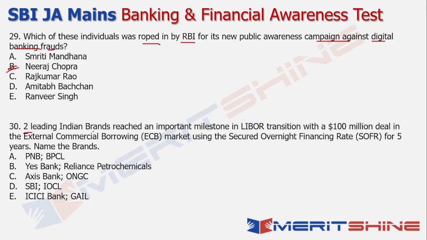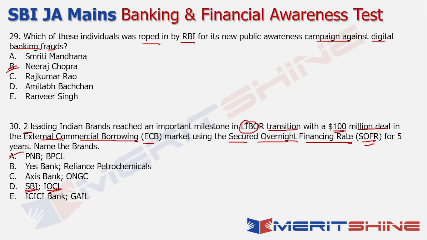Now, talking about two leading Indian brands that basically reached an important milestone in the LIBOR transition. As we are aware, LIBOR is going to be phased out by the end of December 2021. So for this transition, what these two entities did was they got into a $100 million deal in the external commercial borrowing market, and basically they used what is known as SOFR, or the secured overnight financing rate, for a period of 5 years. And SOFR is one of the alternative reference rates that is expected to replace LIBOR. So the answer in this case happens to be SBI, State Bank of India, and IOCL. Both of the entities got together and basically performed this LIBOR transition through SOFR. So that's the answer in this case.